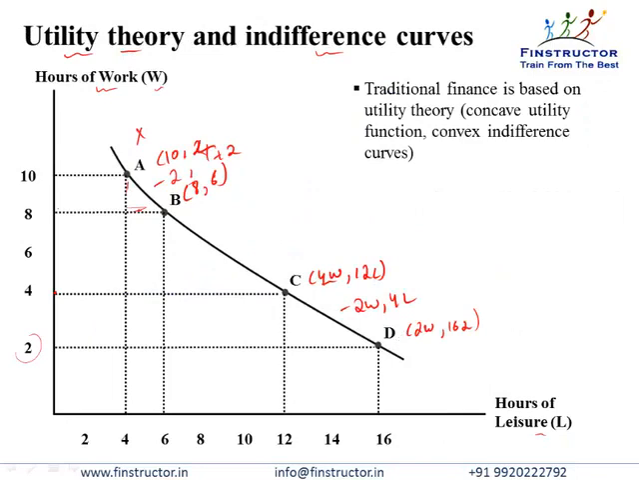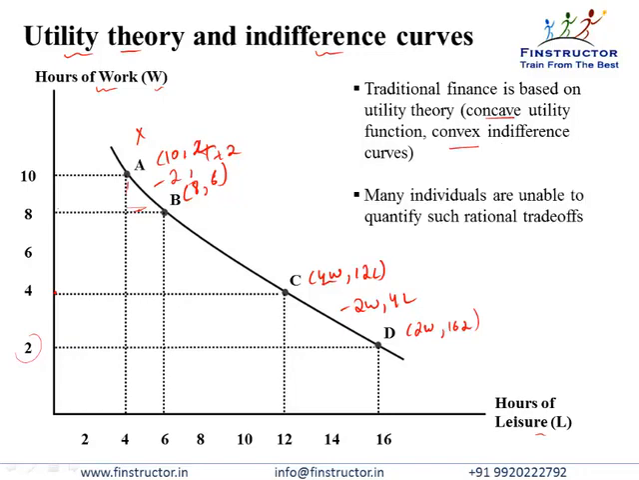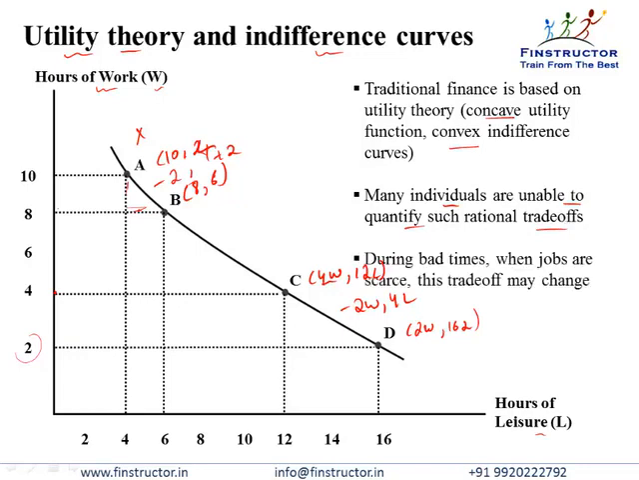So that's traditional finance. It says that utility function is concave and indifference curves are convex, representing diminishing marginal utility of wealth. The problem that behavioral finance argues is that many individuals are actually unable to quantify such rational trade-offs. And these trade-offs themselves can change. So that at bad times when jobs are scarce, this trade-off or this graph entirely may change. So traditional finance assumptions and traditional finance prescriptions based on any one theory may or may not always work.